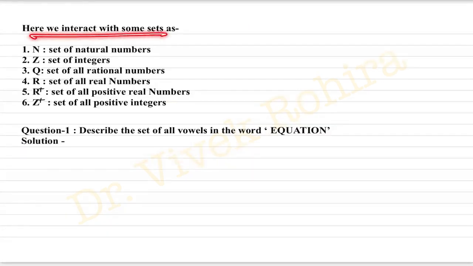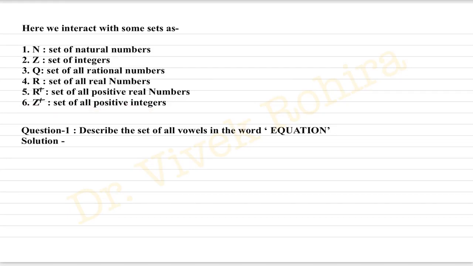Here we interact with some sets. Number 1, capital N, set of natural numbers. Number 2, capital Z, set of integers. Number 3, Q, set of all rational numbers. Number 4, capital R, set of all real numbers. Number 5, capital R plus, set of all positive real numbers. Number 6, Z plus, set of all positive integers.